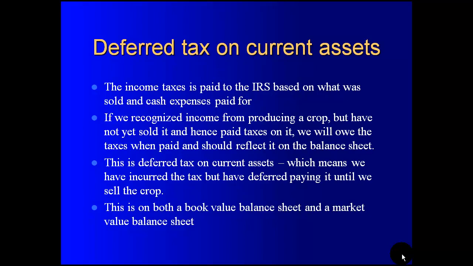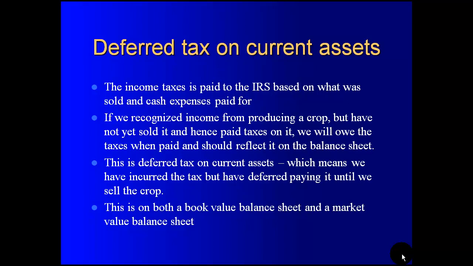is income. Well, let's just talk about what the issues are. The income tax is paid to the IRS based on what was sold and cash expenses for it during the year. So we pay income tax based upon cash receipts and cash expenses. But in agriculture, we recognize income for producing a crop that we've not sold yet, and hence you haven't paid any taxes on it yet because it only goes on the tax return after you get that cash for it.